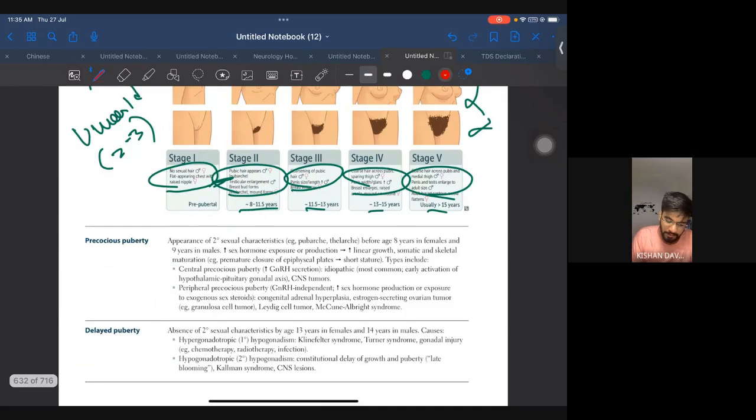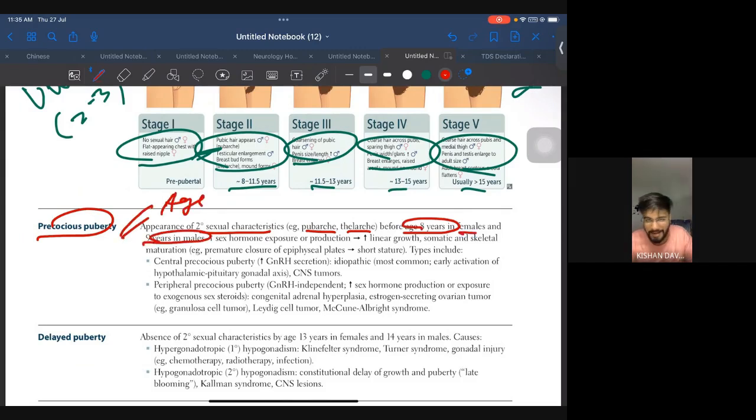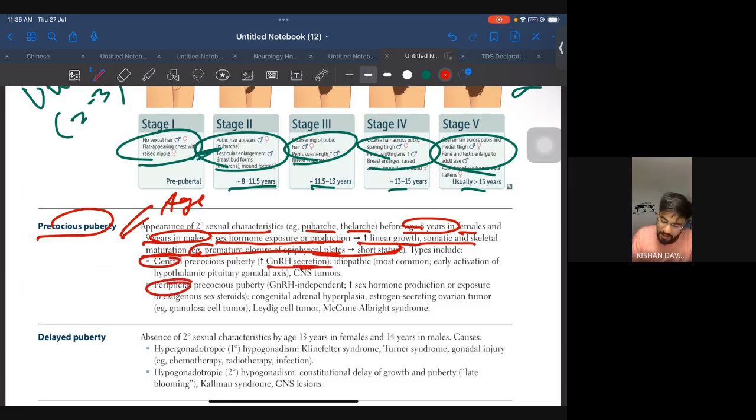Coming to precocious puberty: appearance of secondary sexual characteristics, that is puberty, before 8 years of age in females and 9 years in males. This age is very important because based on this age, you will make the diagnosis. There is increase in sex hormone exposure or production, increase in linear growth, somatic and skeletal maturation, and premature closure of epiphyseal plates, so it will be short stature. Okay, types are central and peripheral. In central there is increase in GnRH secretion; in peripheral there is increase in sex hormone production or exposure, that is exogenous, or there will be some cancer.